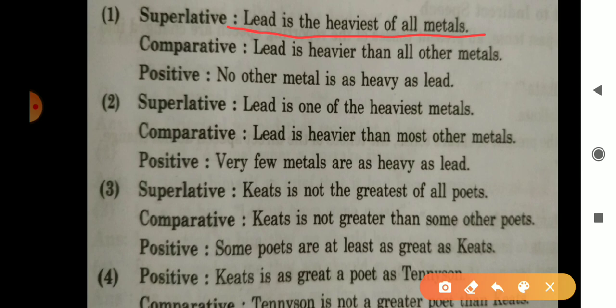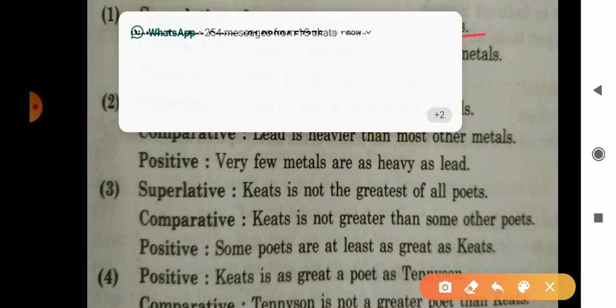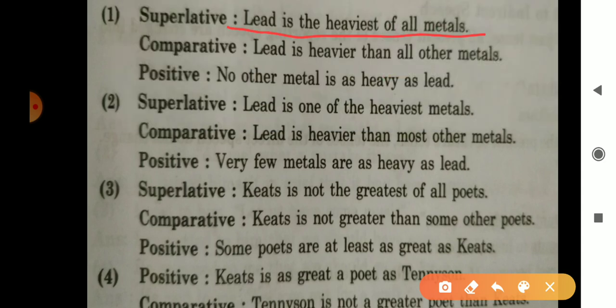Lead is the heaviest of all the metals, meaning among all the metals, only lead is so heavy. No other metal is as heavy as lead. So we need to start in the positive degree with "no other". If you start with "no other", think about that: this sentence is a positive degree. Along with "no other" we have to use "as", so it will come under the positive degree.